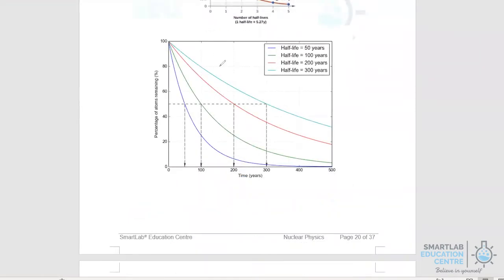This next graph looks at the percentage of atoms remaining, which means you're plotting the number of radioactive nuclei over time. We wanted to sketch a graph to clearly depict that as the half-life increases, the line tends to straighten. And clearly in this case, the radioactive nuclei that contribute to the blue line have a half-life of 50 years. Conversely, the light blue line is 300 years.